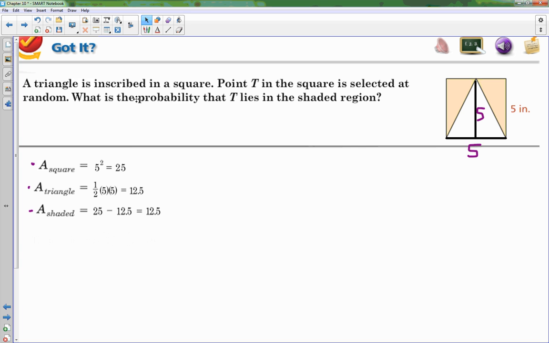Okay, so now I'm going to tackle this probability. Probability that we're in the shaded region, shaded is 12.5, divided by the total region possible, which is the area of the square, 25, is 1/2, or 50%.